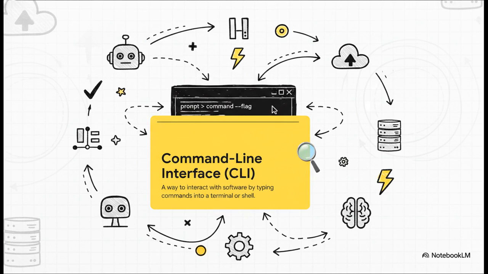Okay, so what even is a command line interface, or a CLI? Well, think about it like this. It's the difference between pointing at a picture on a coffee shop menu versus telling the barista exactly how you want your drink made. With a CLI, you're not clicking around. You're having a direct conversation by typing precise commands. It's way faster, it's more powerful, and honestly, it's how the pros manage really complex AI workflows.